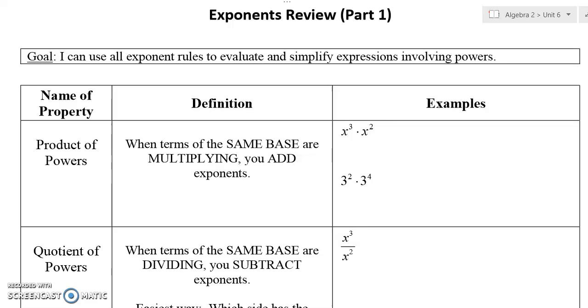Hi everybody. In today's lesson we're going to be talking about the exponent rules. There are 7 of them that we're going to be studying, and then we'll apply some problems with them. So let's go ahead and get started.